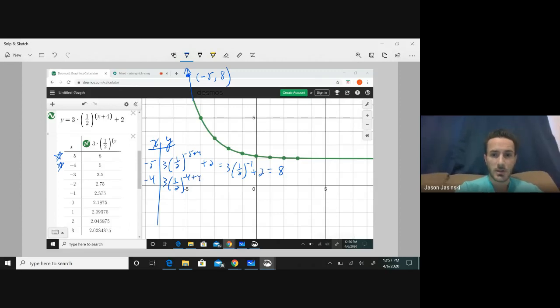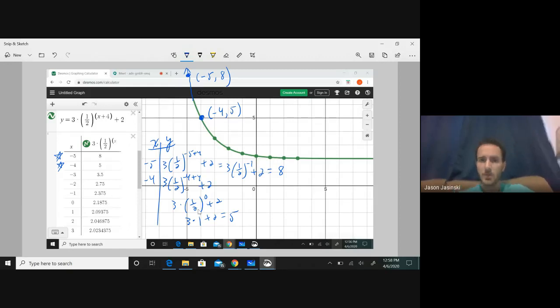-4 plus 4 plus 2. That would give you 3 times 1/2 to the 0 power plus 2. Anything to the 0 is 1. Again, use PEMDAS. So this would evaluate to 5, which again matches the answers in the table. So -4, 5 would be right here. You could pick more x values, but you will need a calculator or be good at working with fractions. And that would produce your decay curve, and then it levels out at the asymptote.